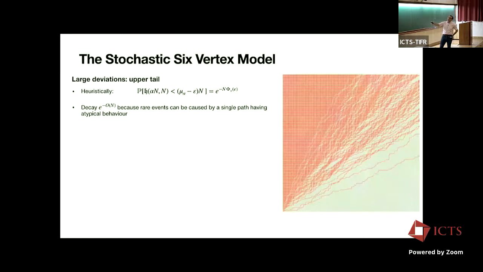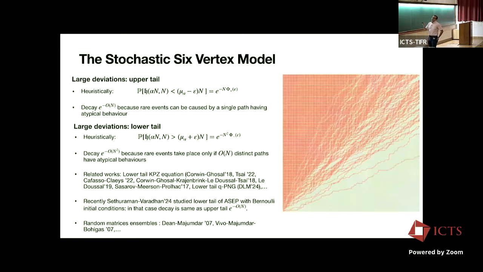So this heuristic argument says that the upper tail rare events are exponentially small, with rate e to the minus n times a certain rate phi plus, which I call here, because this rare event can be caused by a single path having an atypical behavior. Imagine ASEP. If you want to force the current of ASEP to be smaller than average, you just block one particle, and all of the other particles to the left have nowhere to go.